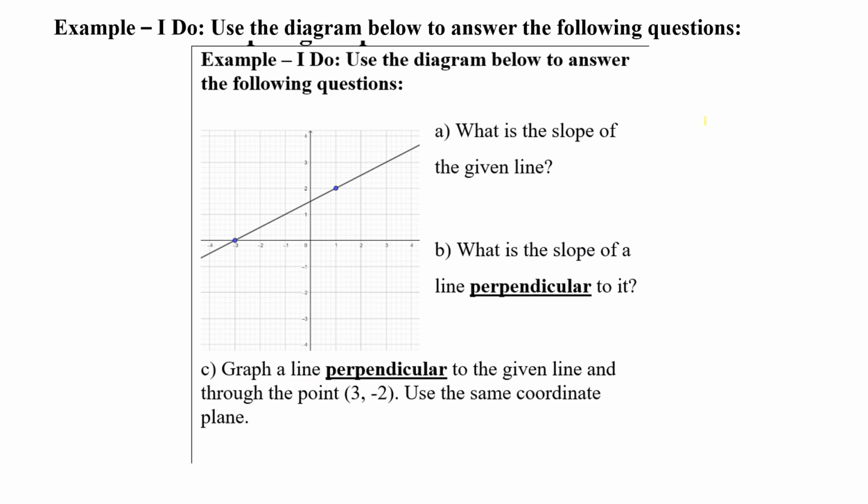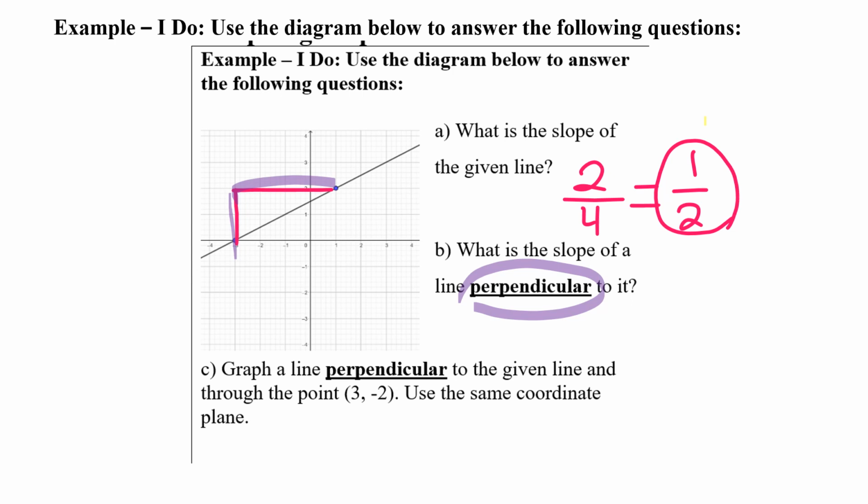Okay, so here it says we are going to be dealing with perpendicular lines. So question 1 is the same. Question A, what is the slope of the given line? Well, when we look here, we go up 2/4. So it's 2/4. I always like to reduce, so it's 1/2. Then, what is the slope of a line perpendicular?